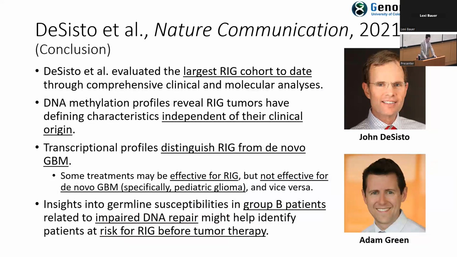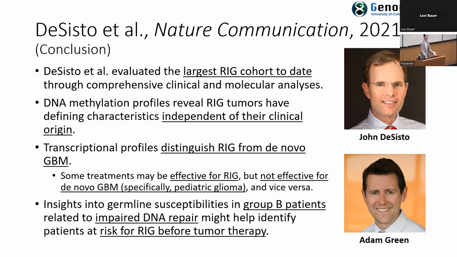They all cluster together. What that tells us is that some treatments may be effective for RIGs but not effective for de novo GBMs, and specifically pediatric glioma, because that's what this is all about, and vice versa. So that's something to take into consideration for therapeutic purposes. You have to know that. And here's another interesting point, which I think is highly impactful: insights into the germline susceptibilities in group B patients related to impaired DNA repair might help identify patients at risk for RIG before tumor therapy.